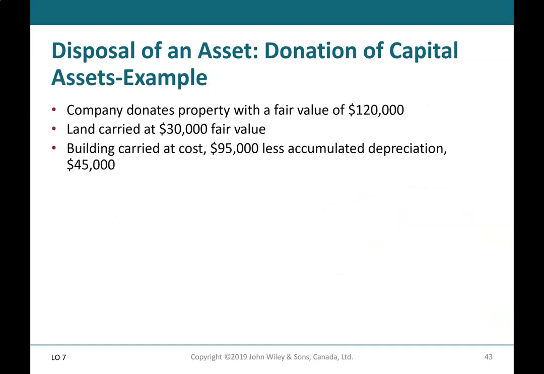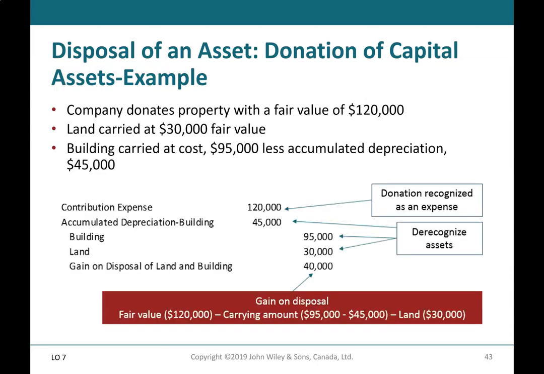Disposal of an asset, donation of capital assets example. So a company donates property with a fair value of $120,000, land carried at $30,000 fair value, and building carried at a cost of $95,000 less accumulated depreciation of $45,000. So you debit contribution expense $120,000. The donation is recognized as an expense.